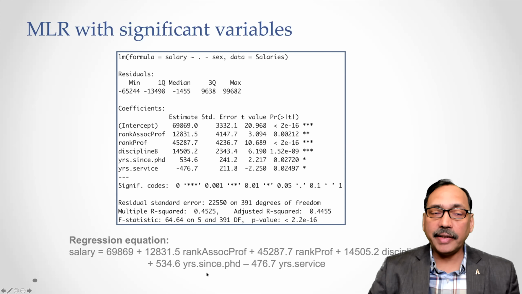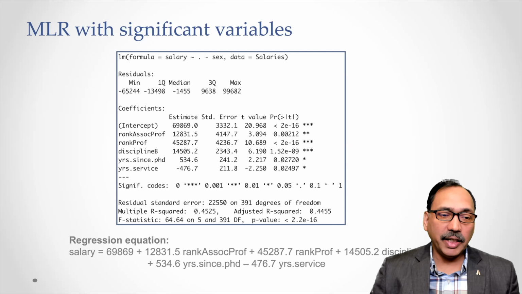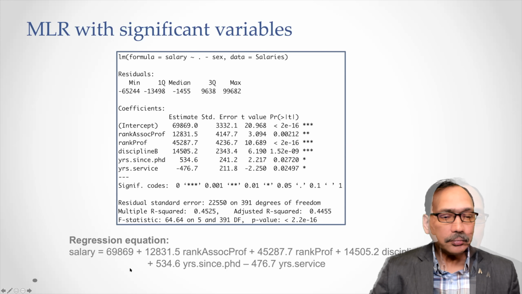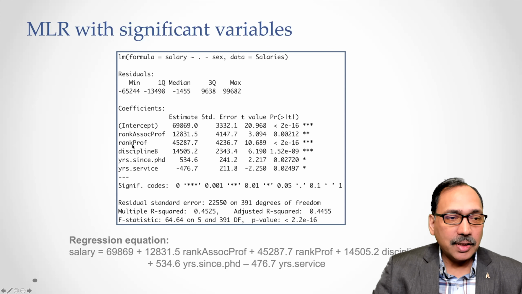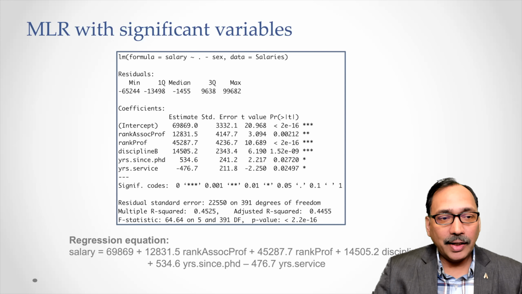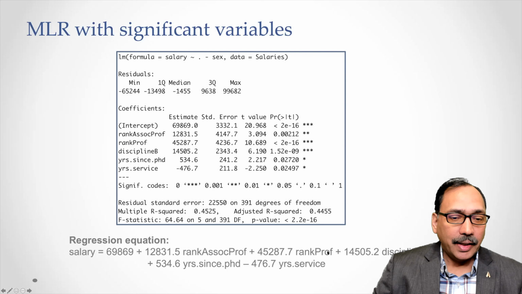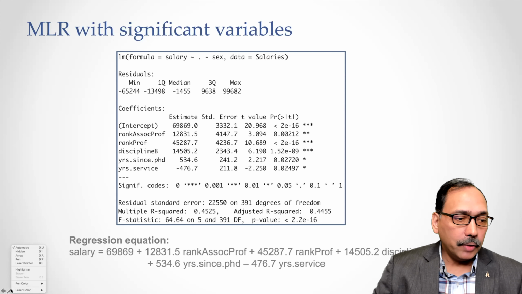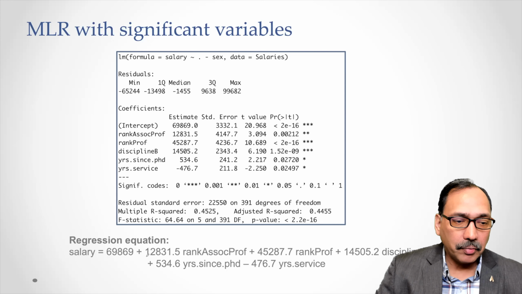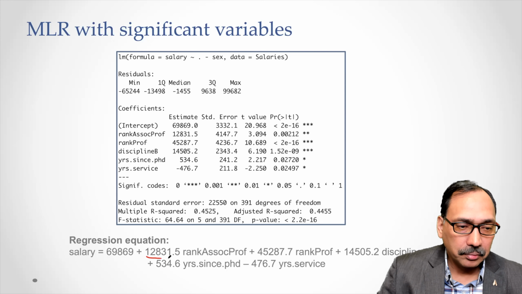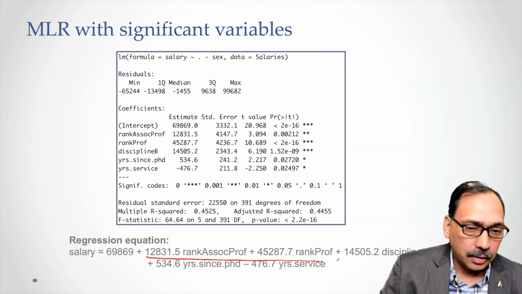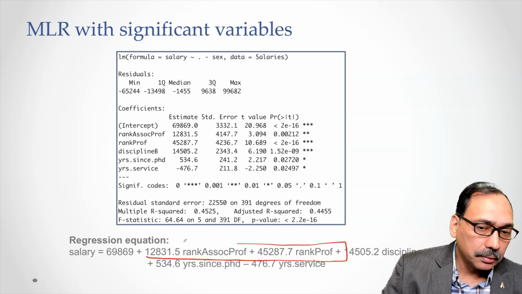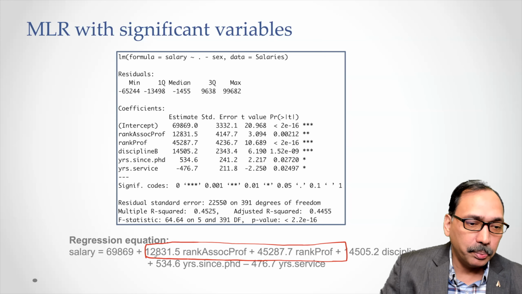This equation can be used for estimating the outcome for any new person. Let's say the new person is joining at the rank of assistant professor, and we don't see that in our model. So what we do is, to make a prediction for assistant professor, this whole part is going to become 0.